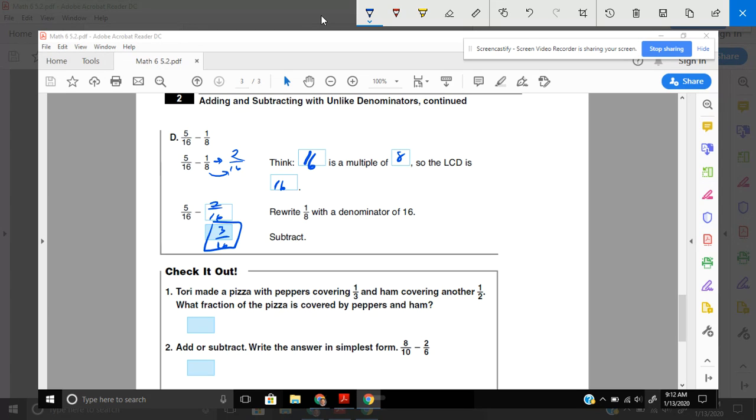Okay. Why don't you go ahead and pause the last example here, or the last check it out section. Try them on your own and see what you come up with.